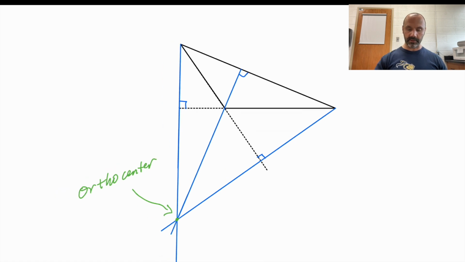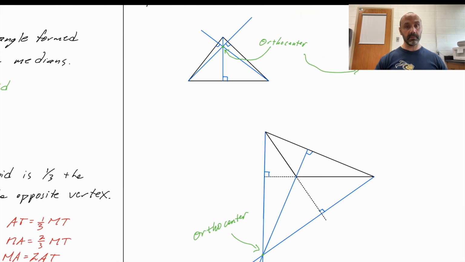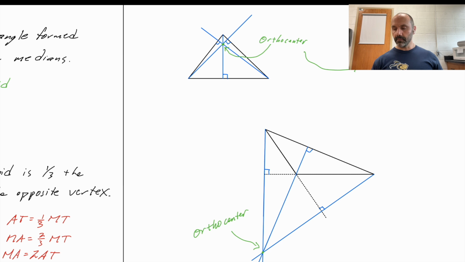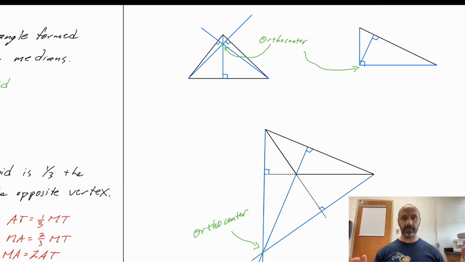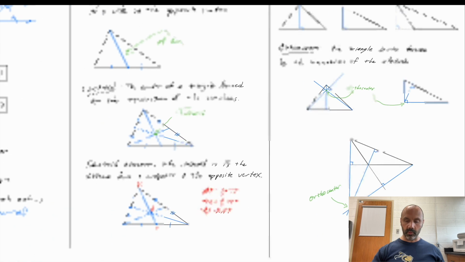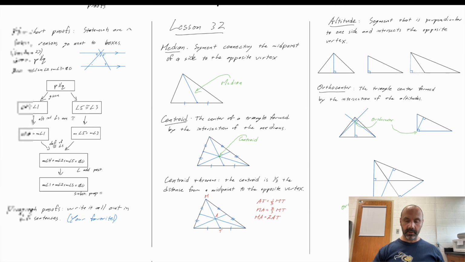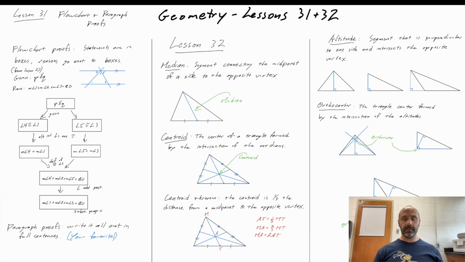How is that a center? Well, it's a place where these segments intersect, right? Where these lines intersect, actually, in this case, because you have to extend them. So it's one of the ways that we talk about the centers of these triangles. So a little bit confusing, but remember, median, midpoint to vertex, and they form the centroid.